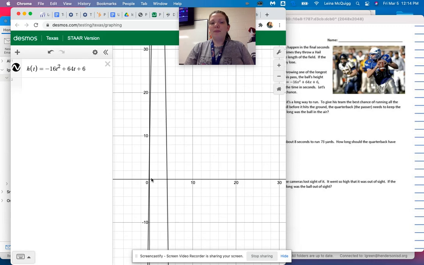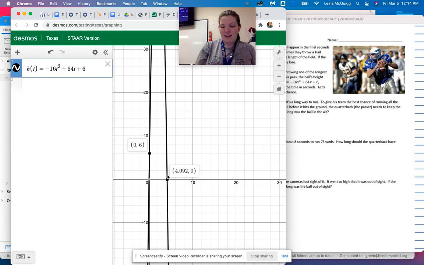So this part this way represents the number of seconds that have passed, okay? The ball leaves his hand at the y-intercept. That's where it starts going in the air. Then it goes all the way up and comes back down and hits the ground. So this is where it's at 0 feet. It hits the ground, and it's been 4.092 seconds. We can say about 4 seconds, right? I'm going to round that a little bit.